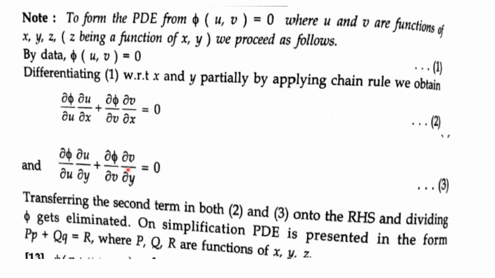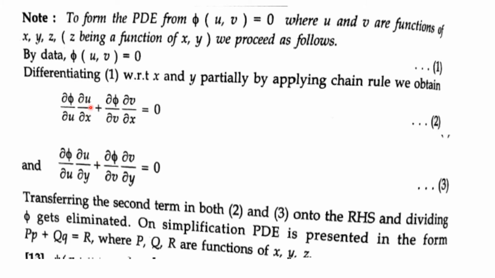Similarly, in equation 3 the second term also has to be taken to the RHS, so dou phi by dou u into dou u by dou y will be equal to minus dou phi by dou v into dou v by dou y. Then I have to divide equation 2 by equation 3, the new terms obtained after taking to the RHS. When you divide the two equations, dou phi by dou u will get cancelled in the LHS, and dou phi by dou v will get cancelled in the RHS along with the negative sign.